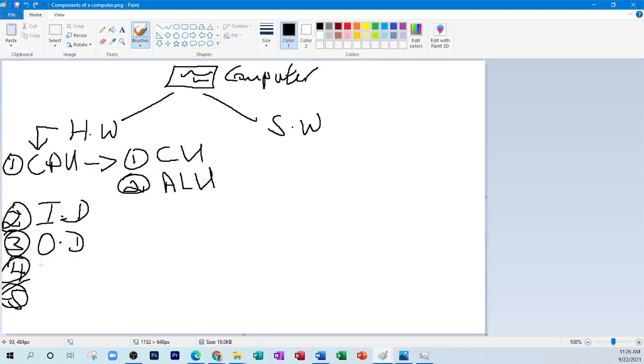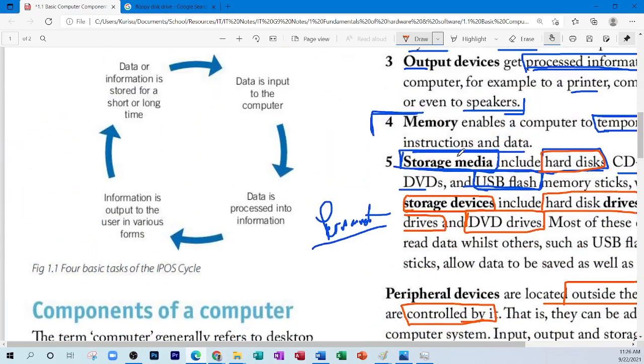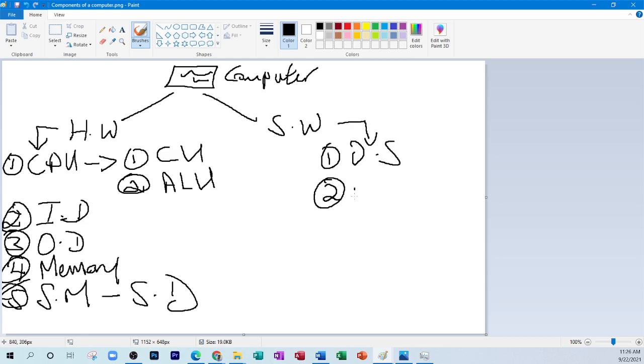Okay, so we then finish off our diagram here. This is going to be memory, and this is going to be storage. Storage devices and storage media, but the main category is storage media. So this is going to be storage media, and it also has storage devices. And on the software side, now we have the operating software, OS, and then we have the application software, AS. So you guys can take that.